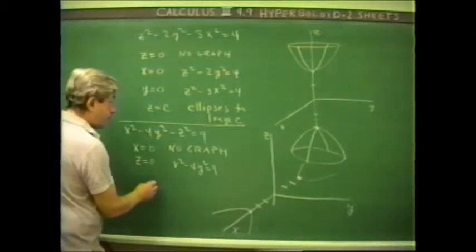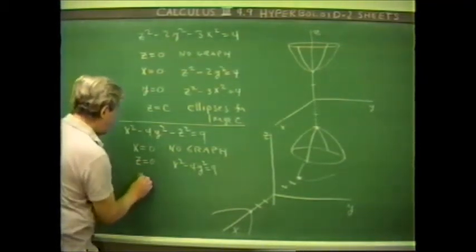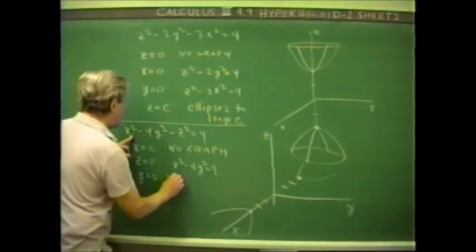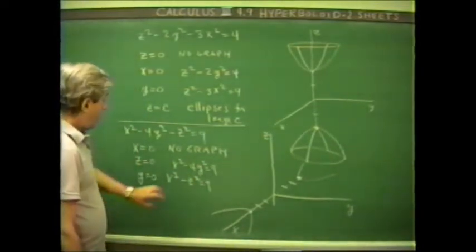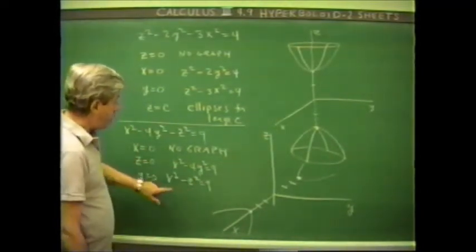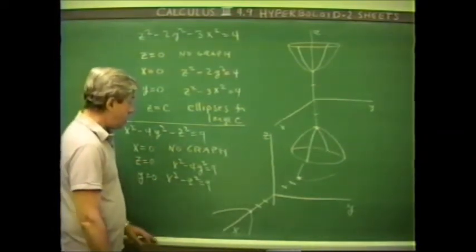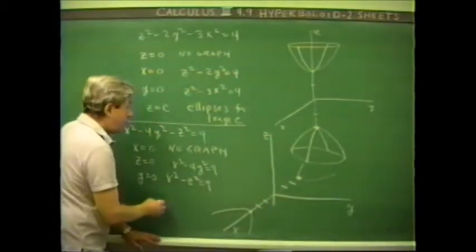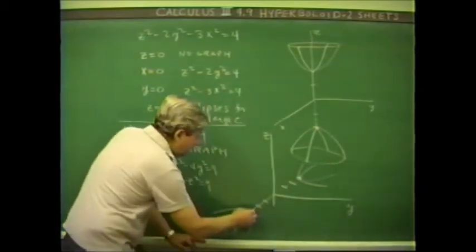What do we have left here? When y is equal to 0, then we're looking at x squared minus z squared is equal to 9. If x is also equal to 0, there's no value of z, but if z is equal to 0, the point x is plus or minus 3, which we've already plotted right here. What we end up with is a hyperbola that opens in the xz plane like so, and over here like this.